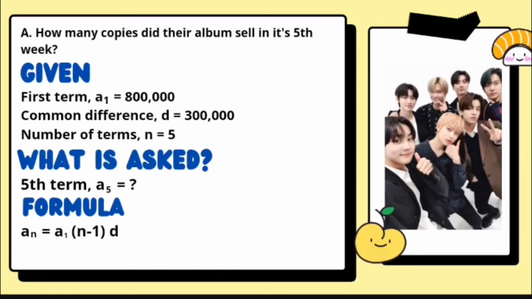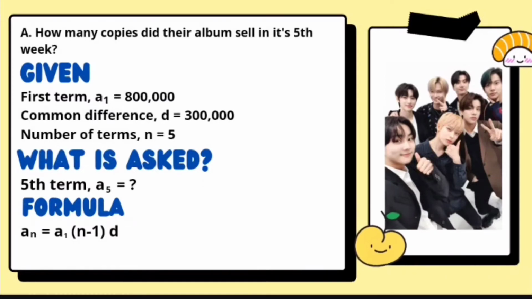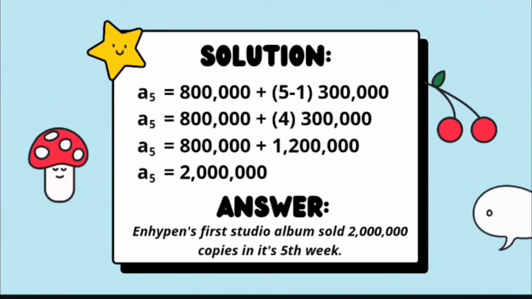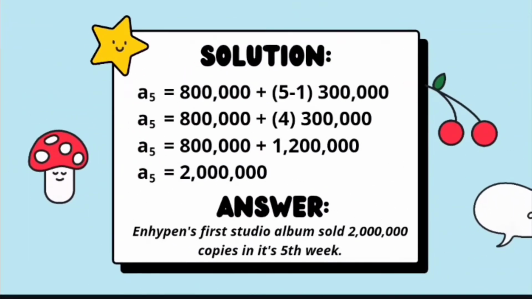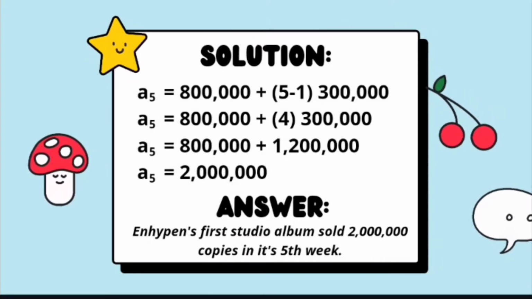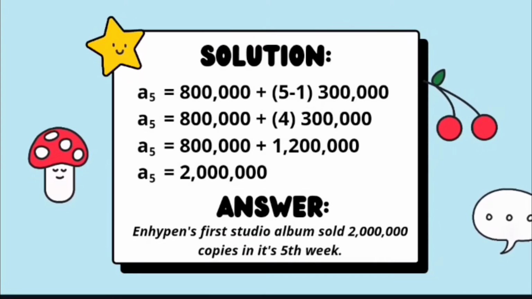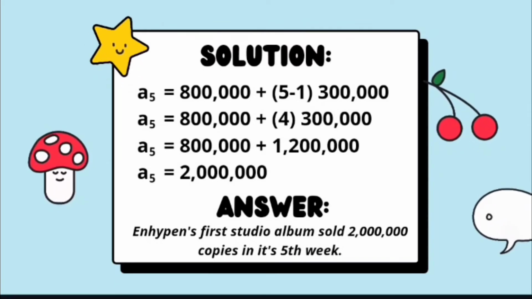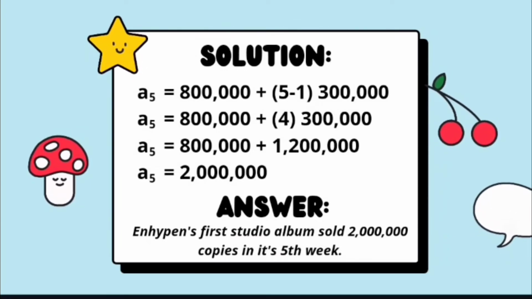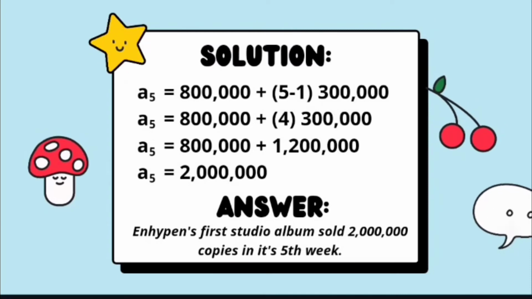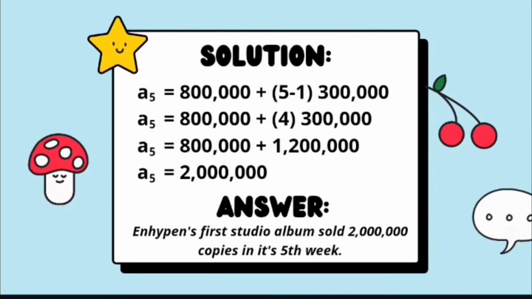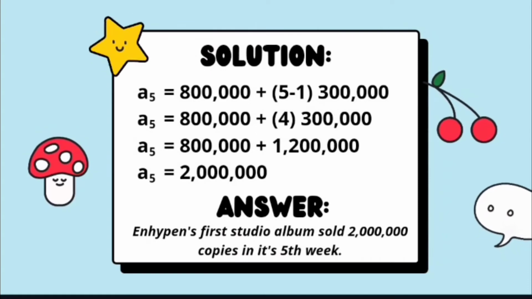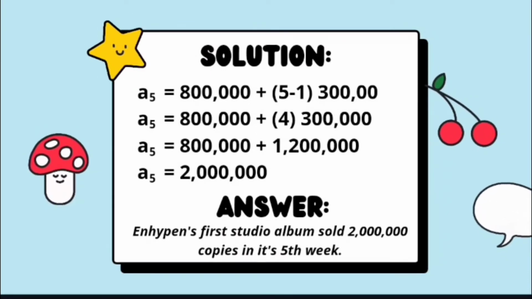Now going back, the question asked how many copies did their album sell in its fifth week. Therefore, we can say that n, or the number of terms, is equal to 5. Now, our equation is a sub 5 equals 800,000 plus 5 minus 1 times 300,000. 5 minus 1 is equal to 4, and as we multiply it with 300,000, we get 1,200,000 as a result. Now that we have 800,000 and 1,200,000, all we have to do is add them together, which results to 2 million. Therefore, their album sold 2 million copies in its fifth week. Truly amazing for a rookie group, right?